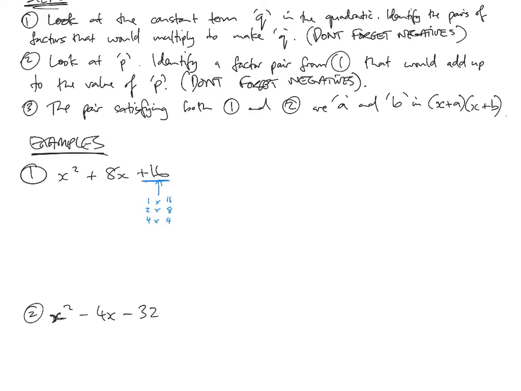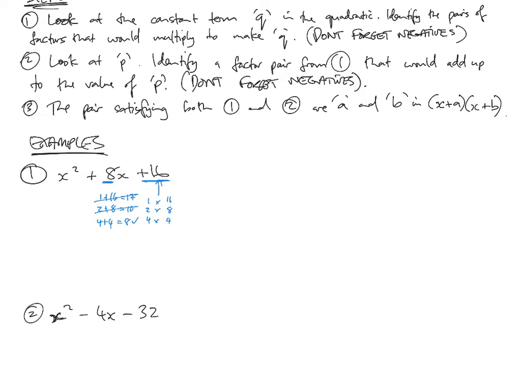So I've done step 1. I've identified pairs of factors that would multiply to make q. Now I have to look at p, which is 8. Identify a factor pair that would add up to the value of p. Does 1 and 16 add up to 8? No. Does 2 and 8 add up to 8? No. Does 4 and 4 add up to 8? Yes. So I've identified a factor pair from step 1 that adds up to the value of p.